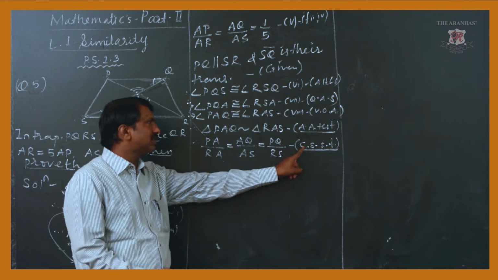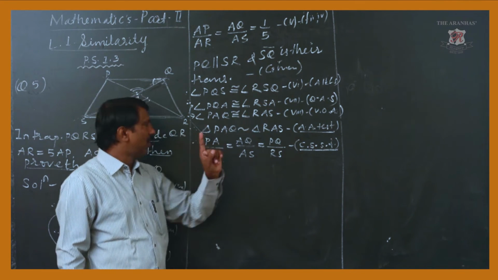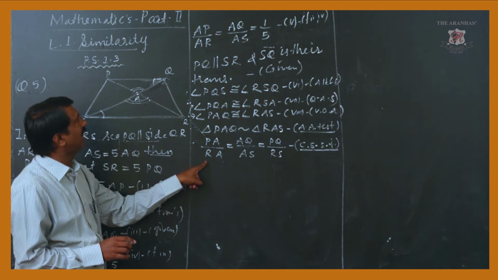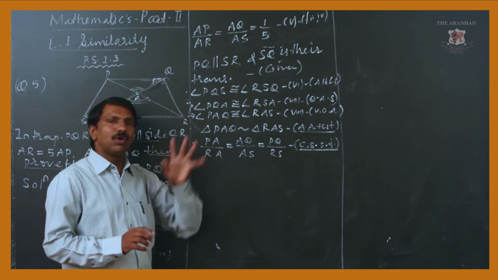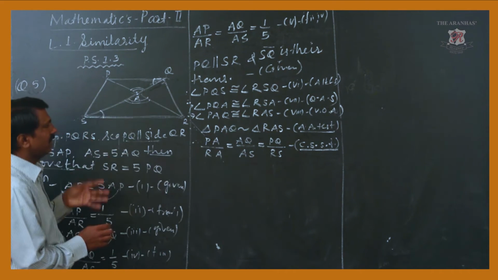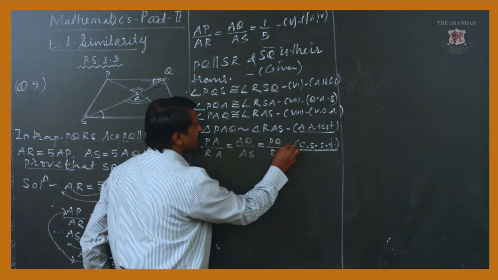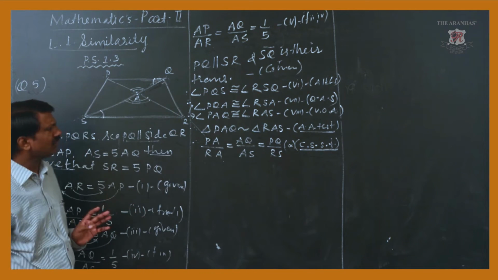In short, here initially it is corresponding sides of similar triangles. So here the corresponding sides are written: PA upon RA, which is equal to AQ upon AS, which is equal to PQ upon RS. Now let's keep a number for it; this is statement number 9.